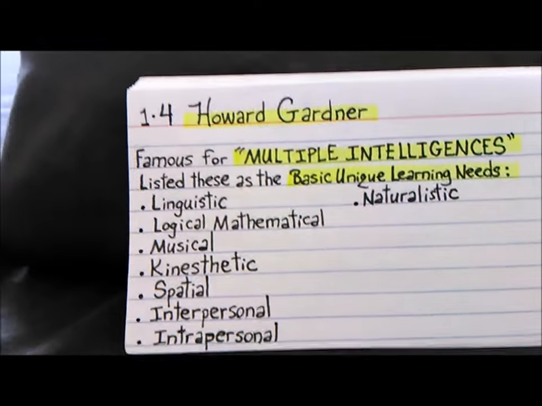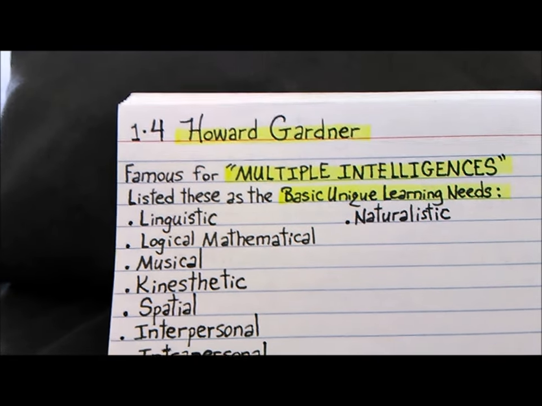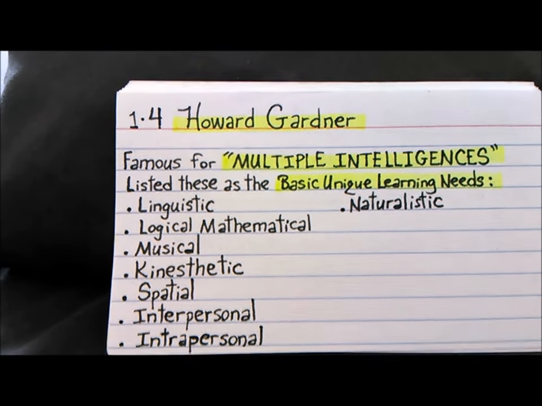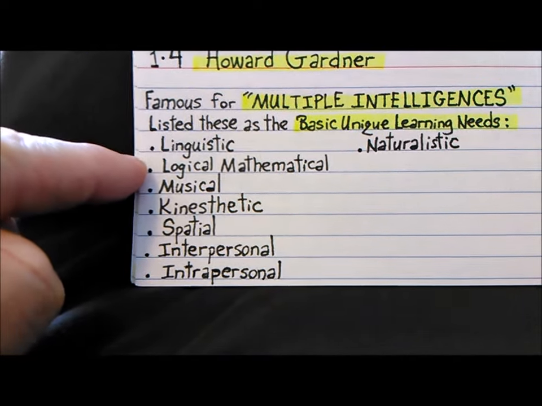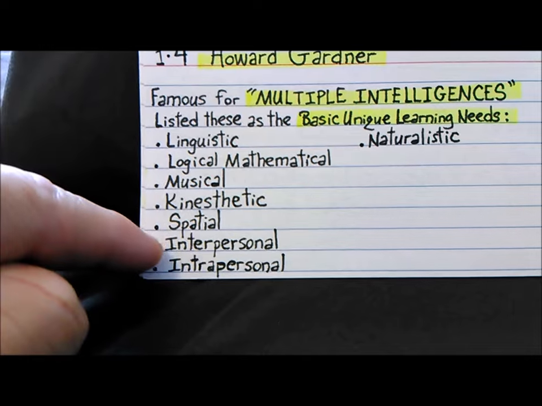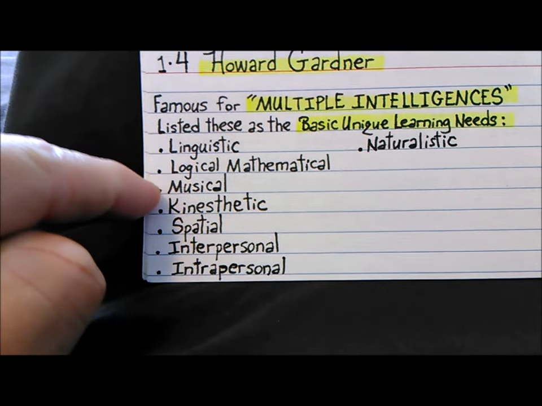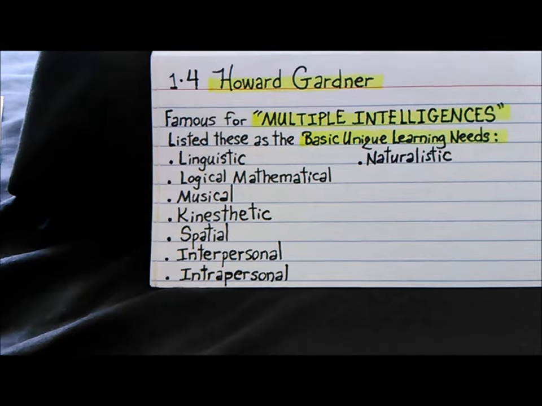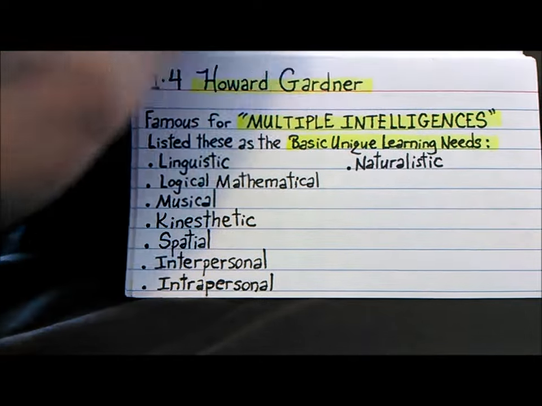Howard Gardner has to do with multiple intelligences. He's famous for that. He listed these as the basic unique learning needs: linguistic, logical-mathematical, musical, kinesthetic, spatial, interpersonal, intrapersonal, and naturalistic. So there's 1, 2, 3, 4, 5, 6, 7, 8. I thought it was 10, but it's actually 8. Never mind. He's famous for multiple intelligences.